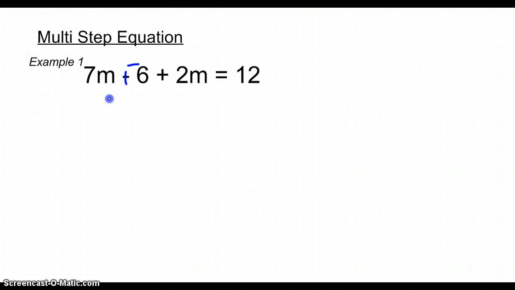7m plus 2m is going to be 9m. There is nothing else that we can combine on this side, so we're going to add negative 6 equaling 12. From this point, you'll notice that we actually have a two-step equation. I'm going to find this negative 6 and move that, or help to isolate my 9m on this side, by adding 6 to both sides.